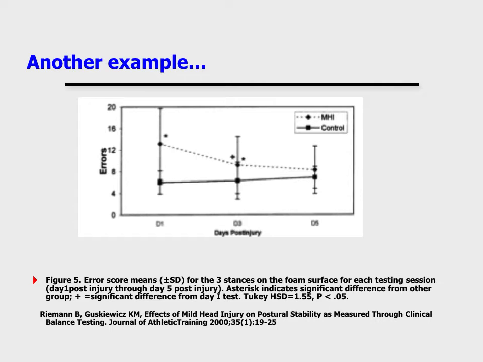And again, here on the x-axis, you've got D1 through D5. You can see that the control group shows really no change at all. It shows that their equilibrium or their error score has not changed, whereas the people who had a mild head injury show that there's a decrease here. And this is a nice use of a line graph showing how these things improved over time.